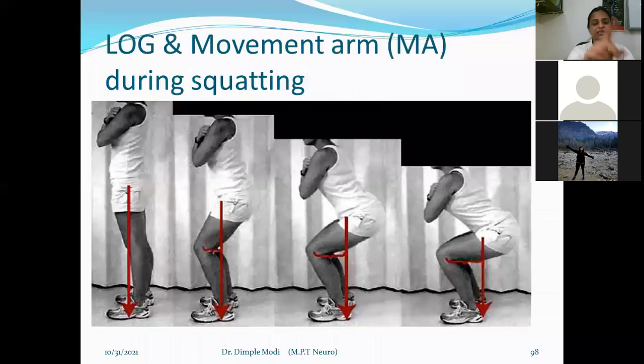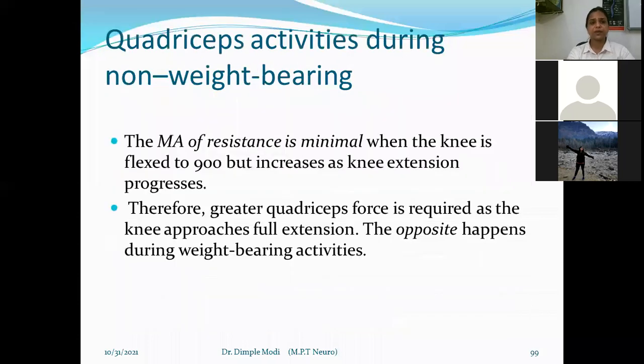See, in extension it is straight, with a small degree of flexion a little bit more, and in full squatting position, this is how the line of gravity balances. During non-weight bearing activities, the moment of resistance is minimal when the knee is flexed to 90 degrees, but increases as the knee extension progresses. Therefore, greater quadriceps force is required as the knee approaches full extension. The opposite happens in weight bearing activities.